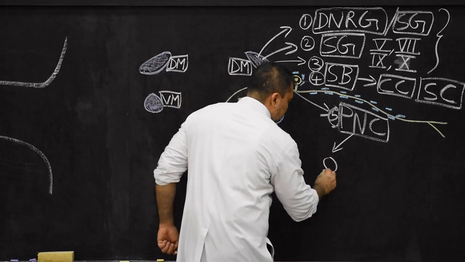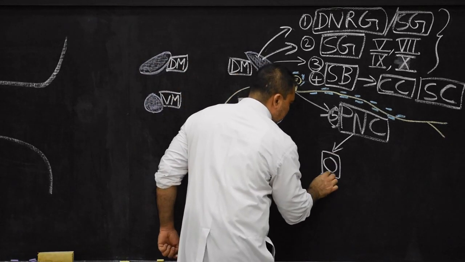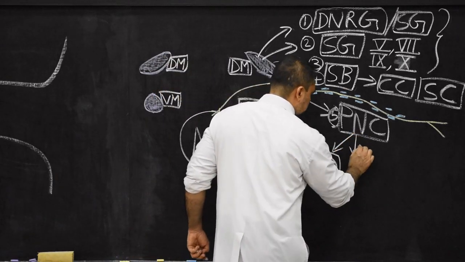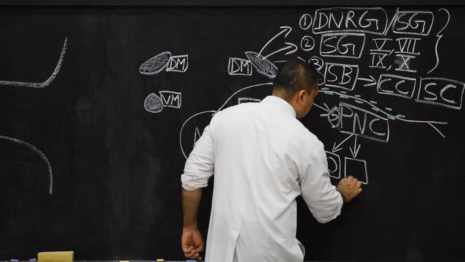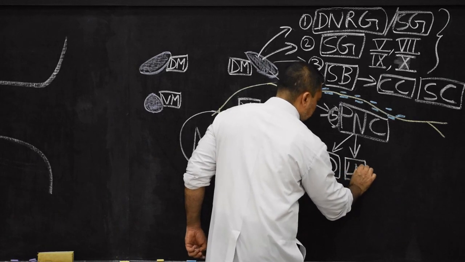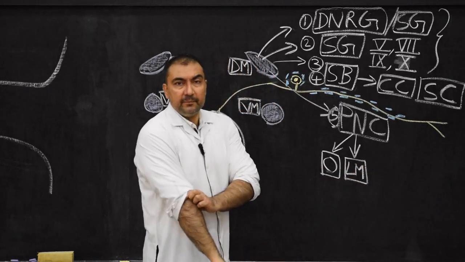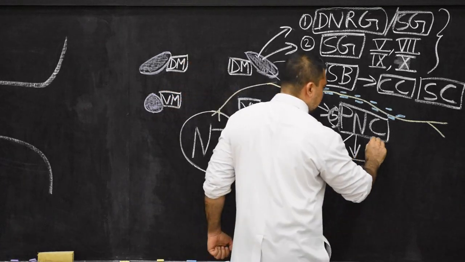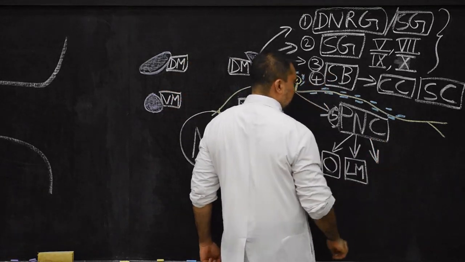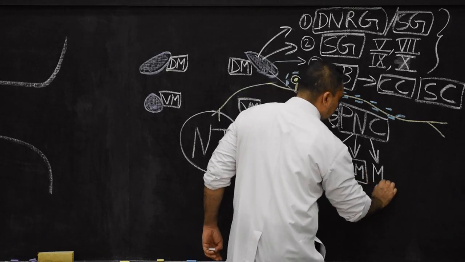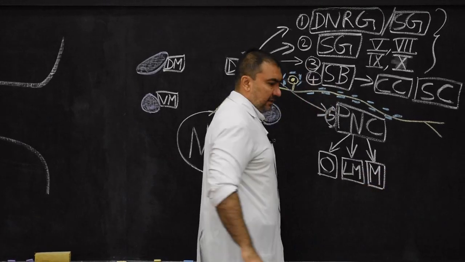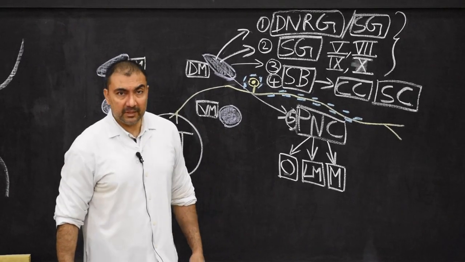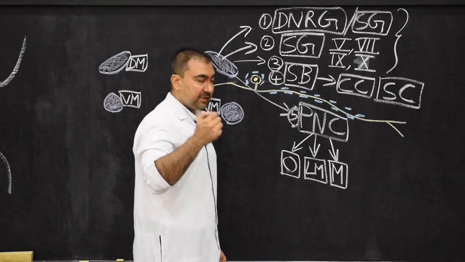odontoblasts, very important. These odontoblasts will form the dentin of the teeth. Then they will develop into leptomeninges. These leptomeninges will form the arachnoid mater and pia mater, that is, the meninges. Then they will develop into melanoblasts. These melanoblasts will develop into melanocytes, the melanin pigment cells.